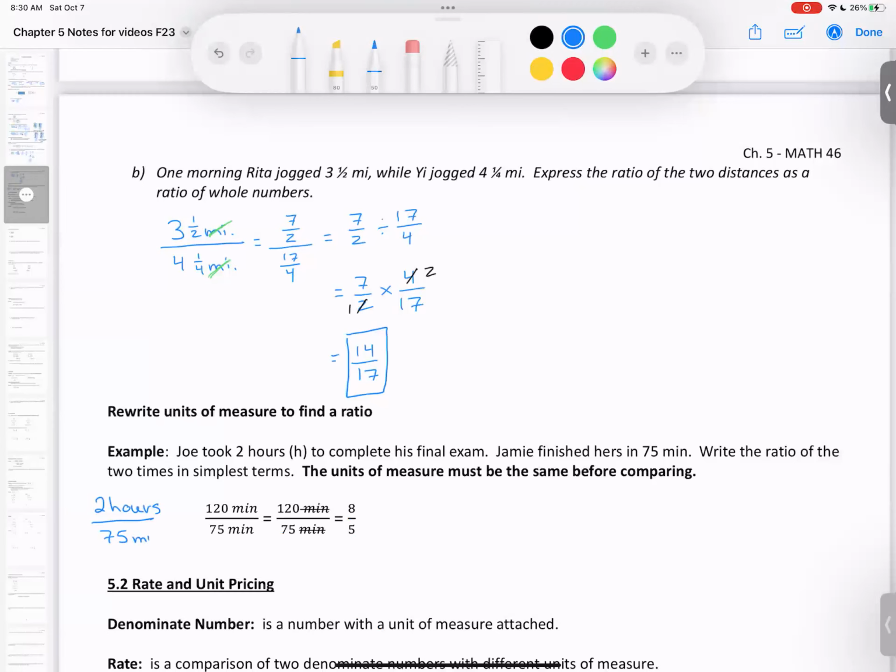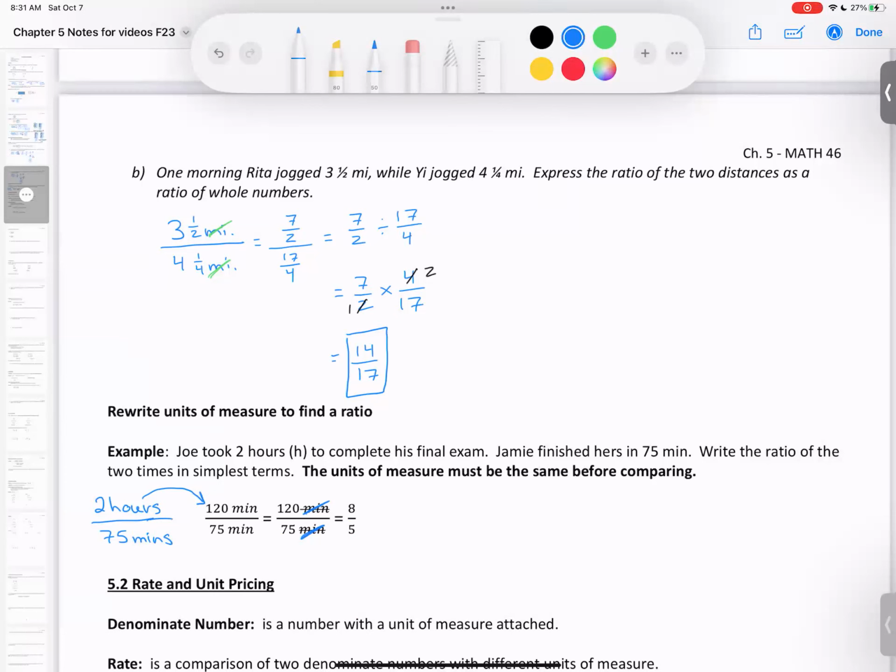Well, we can't cancel those units out right now because they're different. But we know for every hour, we have 60 minutes. So we can convert that 2 hours into 120 minutes. And now we can cancel those minutes out and express that as a ratio comparing minutes to minutes, just like you could compare apples to apples. So if you're ever given a situation where you're expressing ratios of time, for example, where you have one thing in hours and one in minutes, you'll want to rewrite it so that you have the same units, and then you're able to cancel those units.